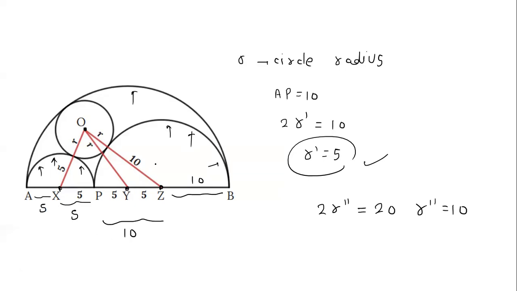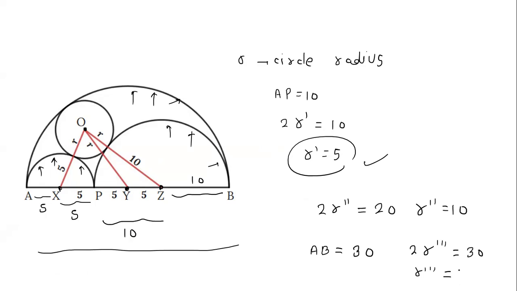And we know this whole distance, the AB distance, is simply 30. Let's assume R triple dash is the radius of this semicircle. So we can write Y is the center of this bigger semicircle, so 2 times R triple dash is equal to 30. So R triple dash comes as 15 centimeters. So this is the radius of the biggest semicircle.